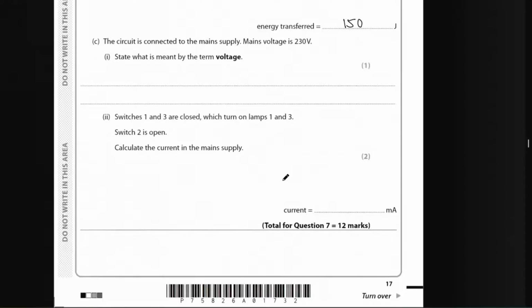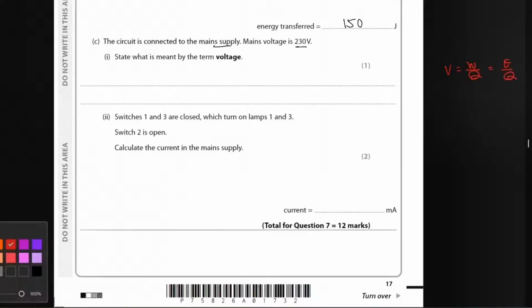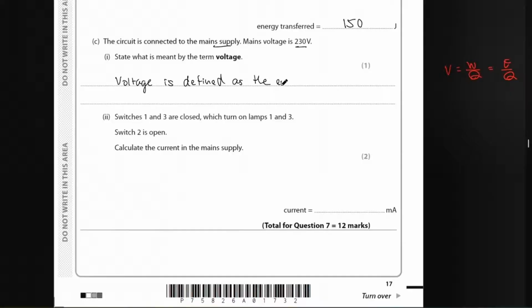Question number C. The circuit is connected to the main supply. Mains voltage is 230 volt. State what is meant by the term voltage. In terms of equation, voltage is equal to work done per unit charge or energy transferred per unit charge. So how do we write it? We can say voltage is defined as the energy transferred per unit charge. We can also include the equation V equals E over Q. Some people use delta E, energy transferred per unit charge.